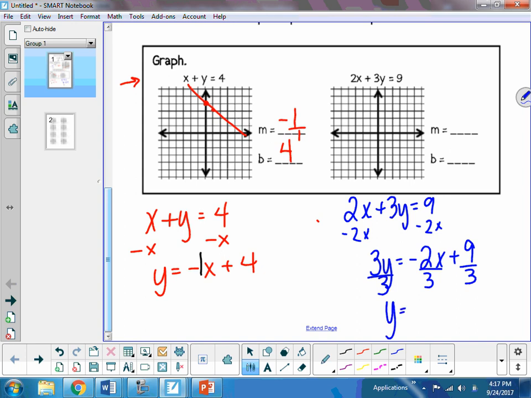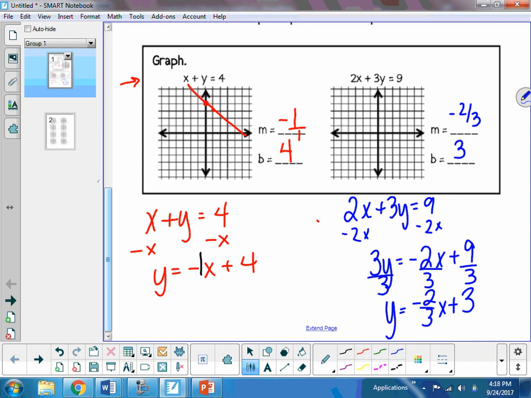So if I simplify, I have y equals, this is an ugly fraction, and that's okay. Because remember, when we get that fraction in front of x, that's just our direction. That's our rise and our run. So that's negative 2/3 x. And then I have 9 divided by 3, which is 3. So now y is truly isolated, so now I can read my slope. It's the number in front of the x. So my slope is negative 2/3. My b value, my y-intercept, is 3.